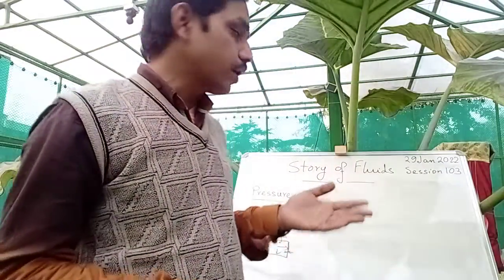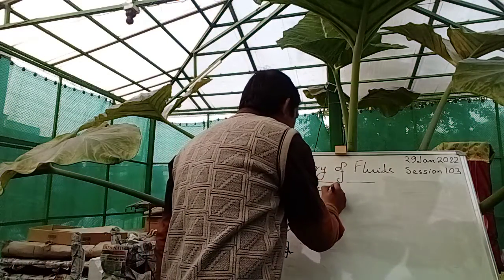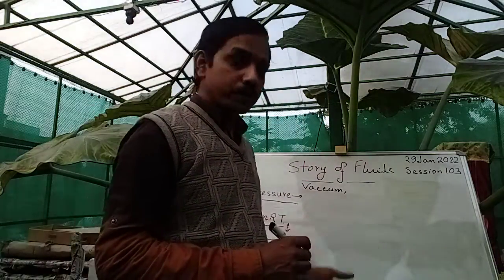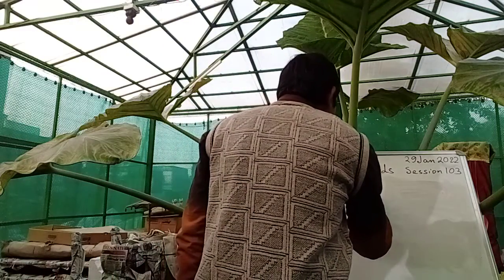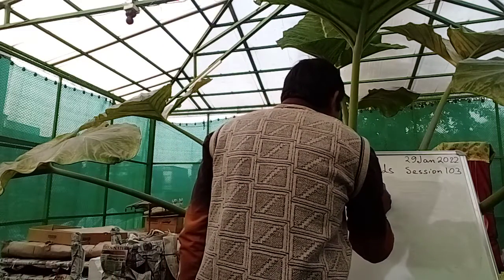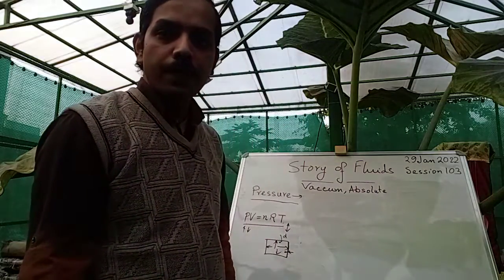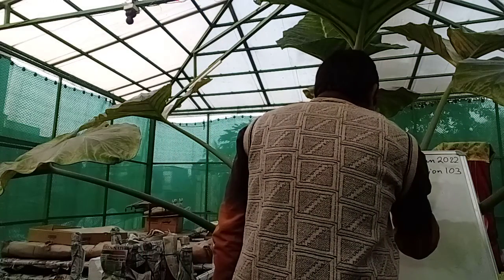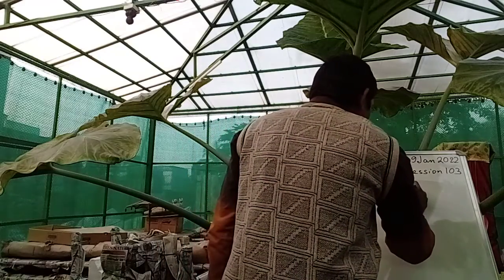So in terms of pressure, we talk about three things: vacuum pressure, sometimes called negative pressure, absolute pressure, and the normal pressure.